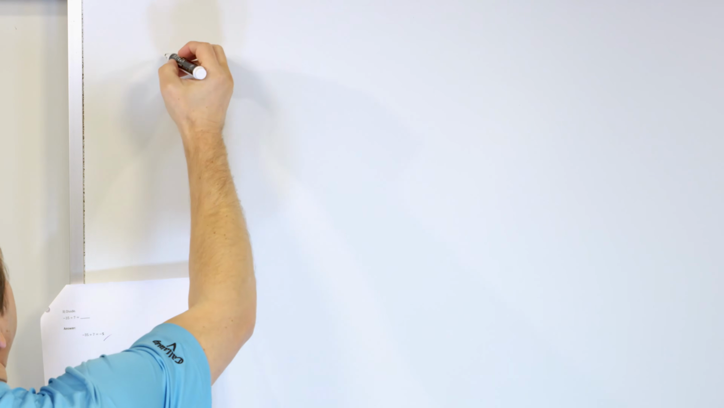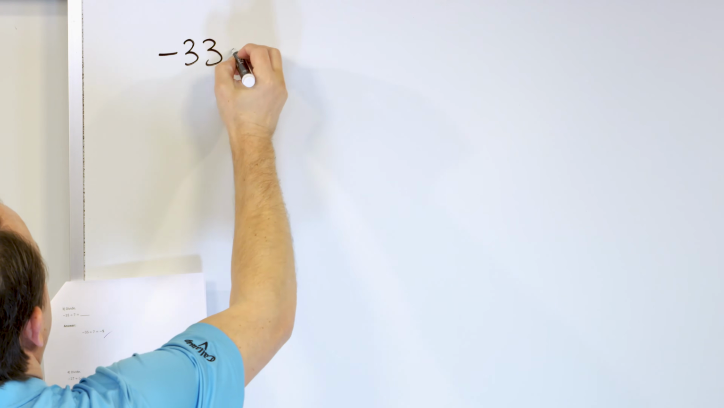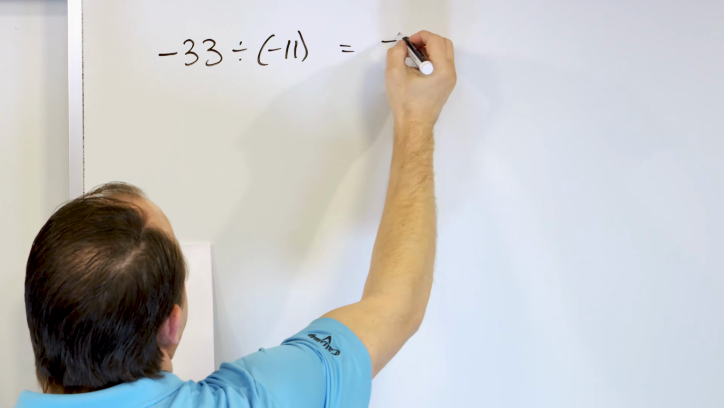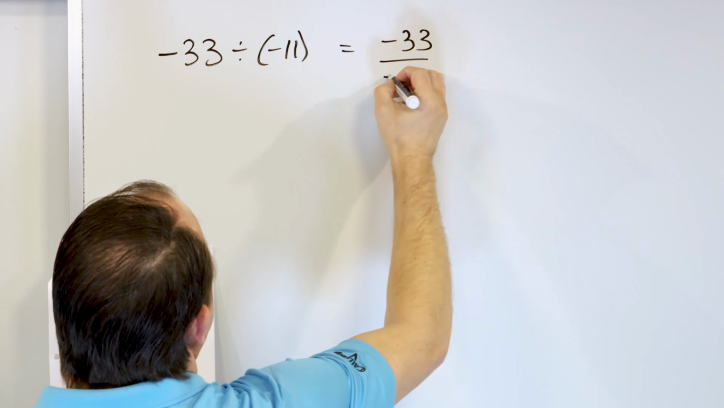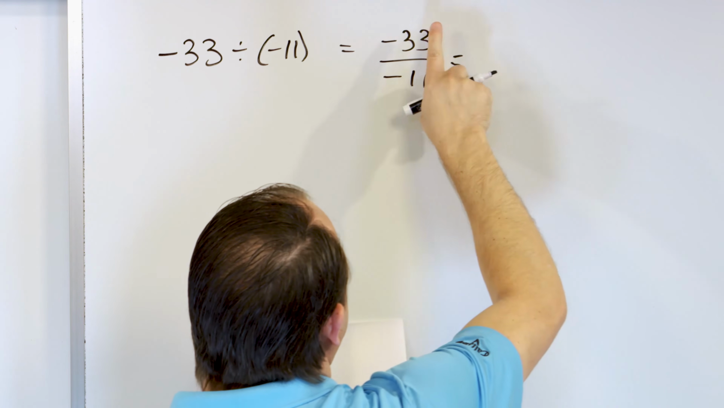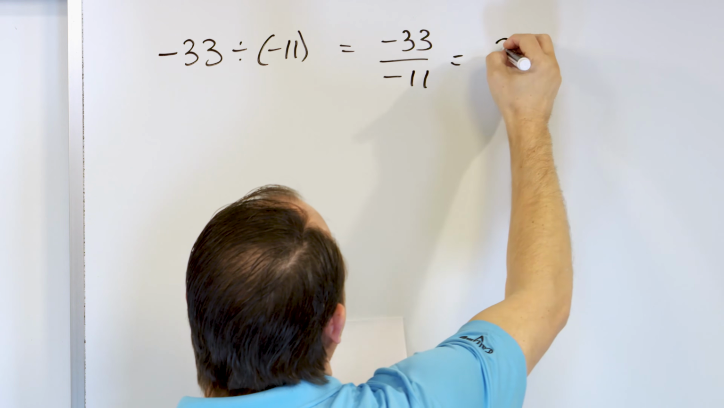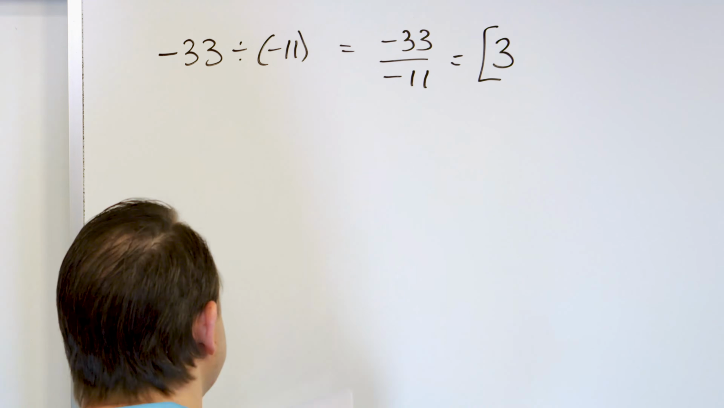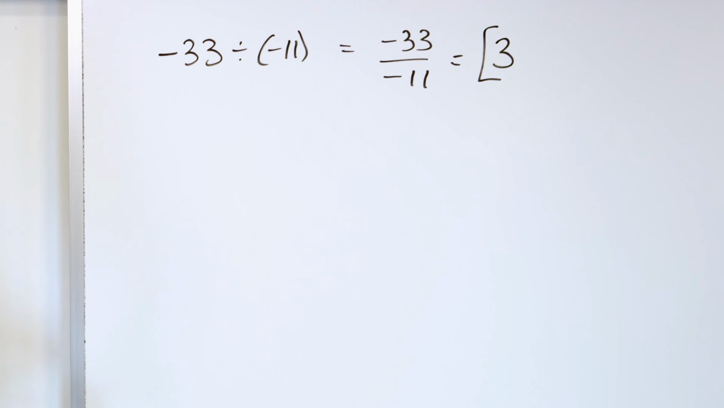All right, next problem, negative 33. We'll divide that by negative 11, and we'll write that as a fraction. Negative 33 divided by negative 11, and the signs are the same. So we get a positive answer. Negative divided by negative is positive. The answer is 3 because 33 divided by 11 is 3. It's positive because of what we just said before.